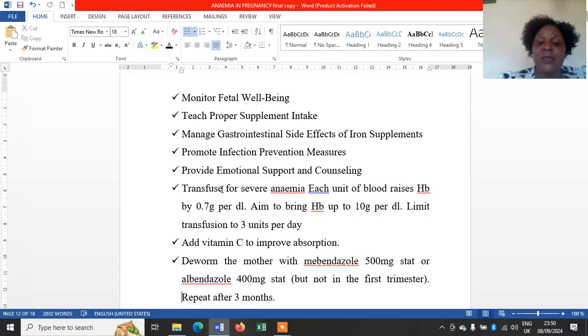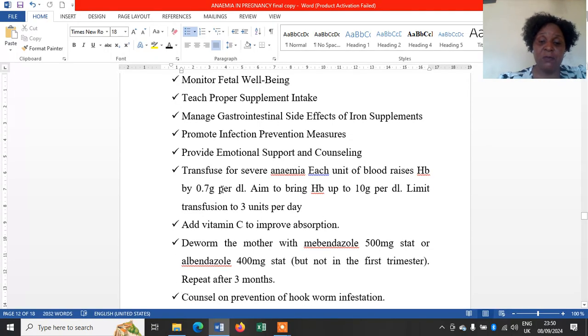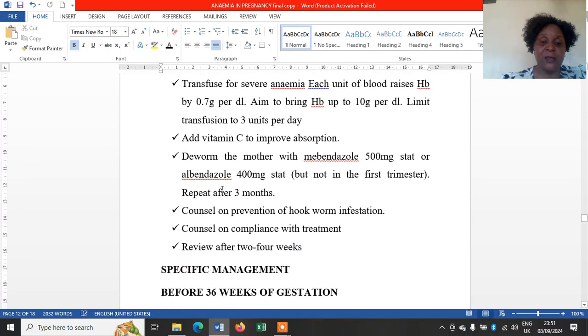So aim to bring the hemoglobin level up to 10 grams per deciliter and limit transfusion to only 3 units per day. So this is a very big caution during management or during blood transfusion. So add vitamin C to improve absorption. Deworm the mother with mebendazole 500 milligrams stat or albendazole 400 milligrams stat, but remember, not in the first trimester. We shall start in the second trimester.